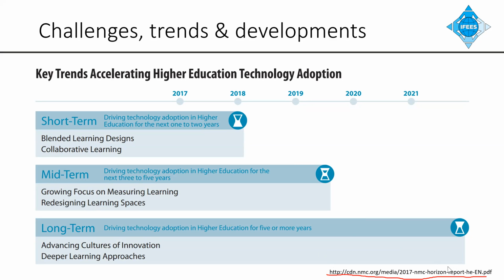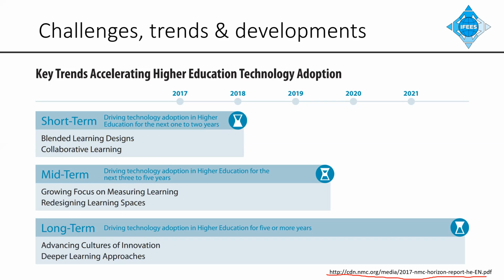I encourage you to look for this report, because it is really interesting. And in that report, there are these challenges, trends, and developments. Beginning with the trends, in the short term, this report shows that in the next 1 or 2 years, the key trends will be blended learning designs and collaborative learning. I guess you all know what blended learning means and what collaborative learning means.